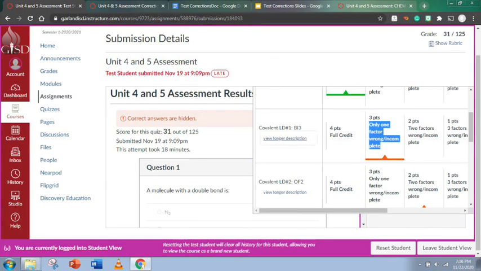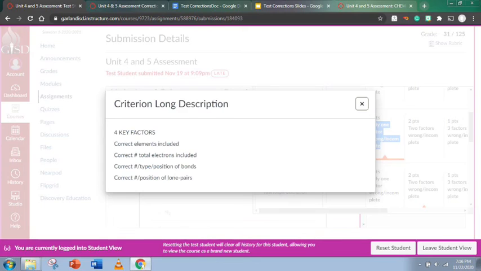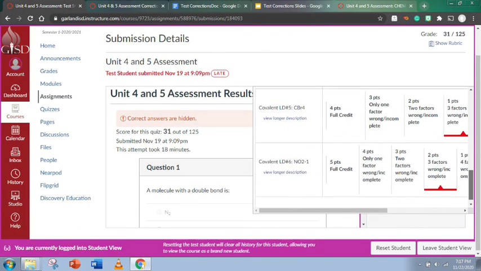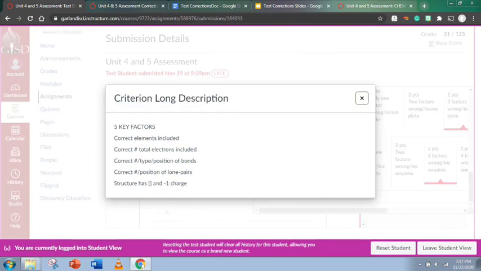But if you're curious what those factors were, most of them are basically the same for those covalent structures: getting the right number and type of elements, getting the right number of electrons, and then putting the electrons in the right type, number and position of bonds and lone pairs. So the NO2 just had one more thing, and a lot of people forgot about it. It was those square brackets and the -1 charge.